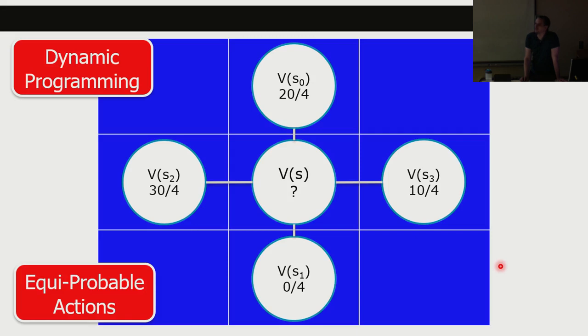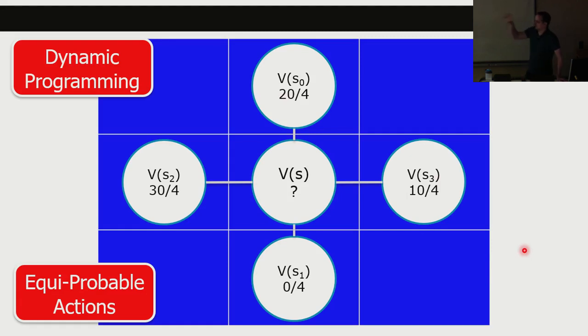Add the numerators together. 15, okay. It wasn't a trick question. So it's just 30 plus 20 plus 10 plus 0, 60 over 4, which is 15, right? That's a good exam question. Not this exact question, but that's a good exam question.